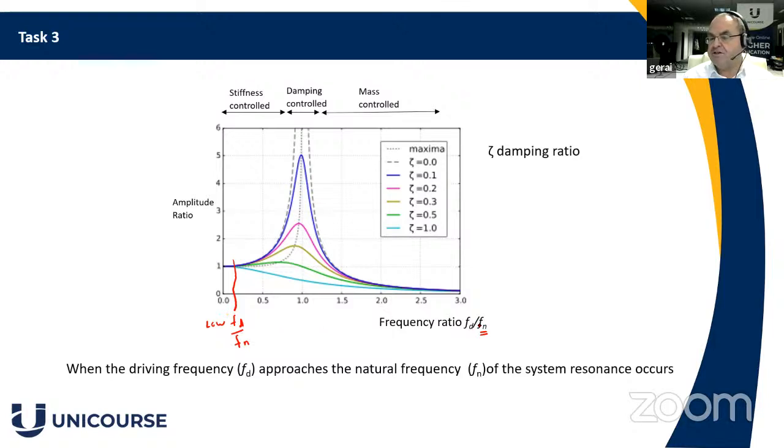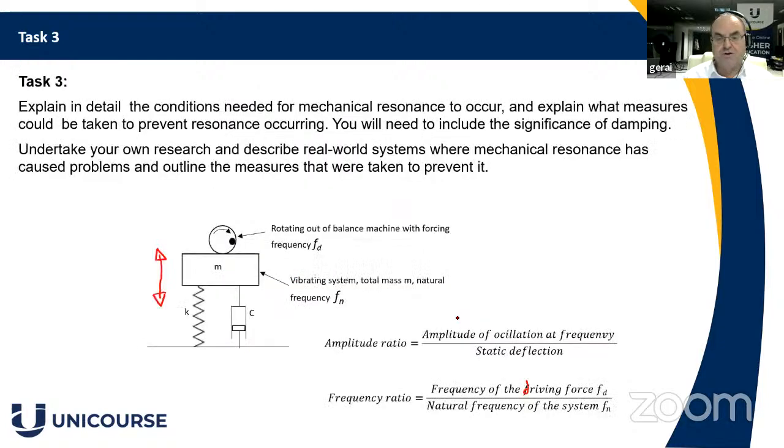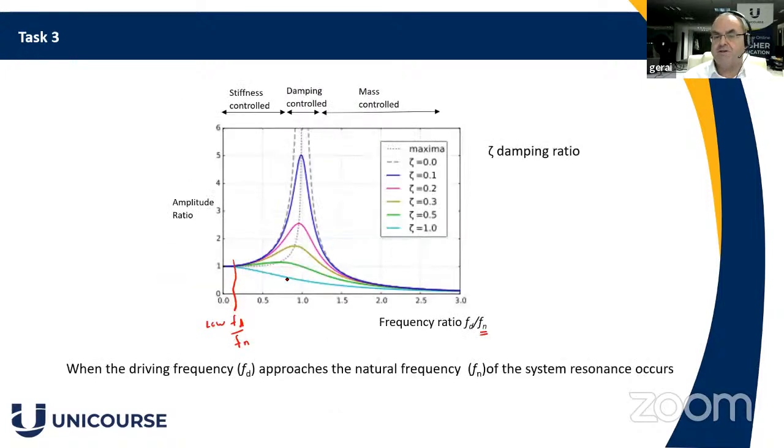If we now increase that driving frequency, so we speed up the machine on top of that block, we're going to increase the speed here, increase FD. What happens is we get to a point where the frequency ratio, FD over the natural frequency, becomes 1. When that's equal to 1, the amplitude ratio goes out of control. That's what we call resonance.